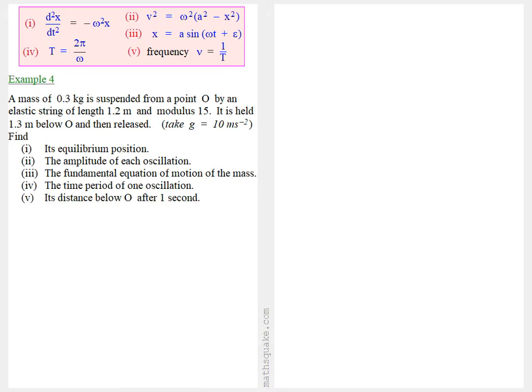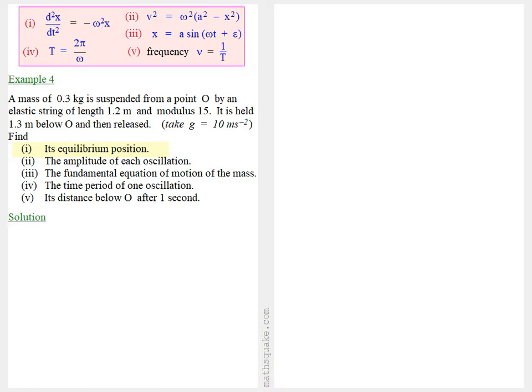Let's have a look at one last example, example 4. A mass of 0.3 kilograms is suspended from a point O by an elastic string of length 1.2 meters and modulus 15 newtons. It is held 1.3 meters below O and then released. Now in this question we're told to take g as 10 meters per second squared. And in part 1 we're asked to find its equilibrium position.